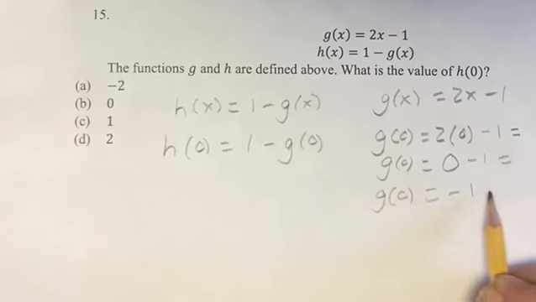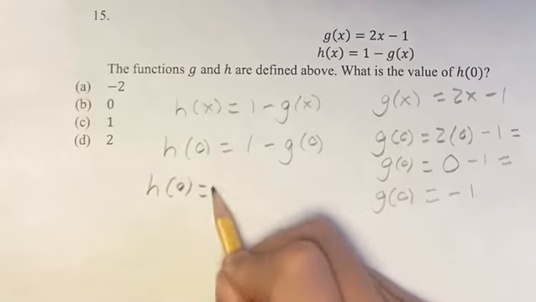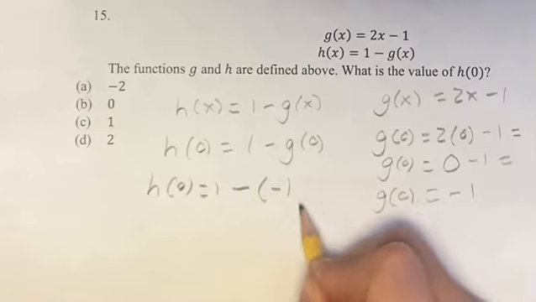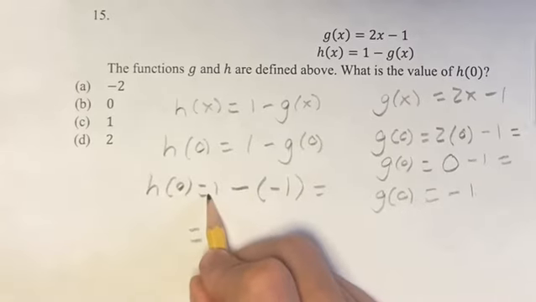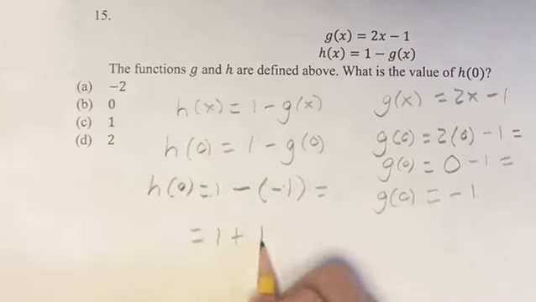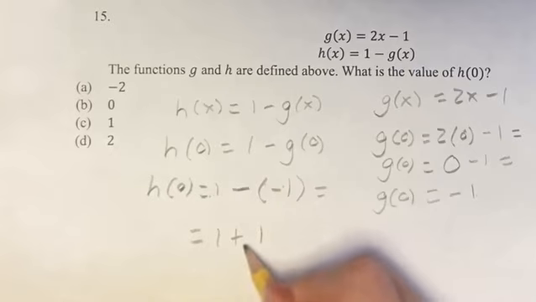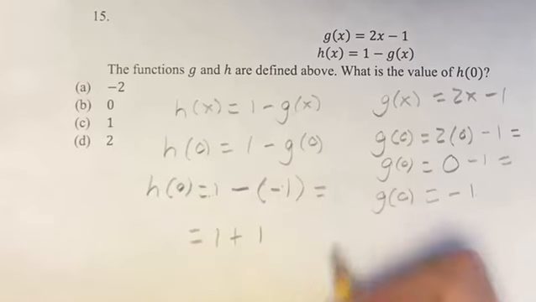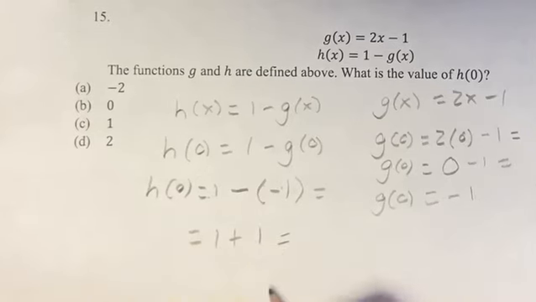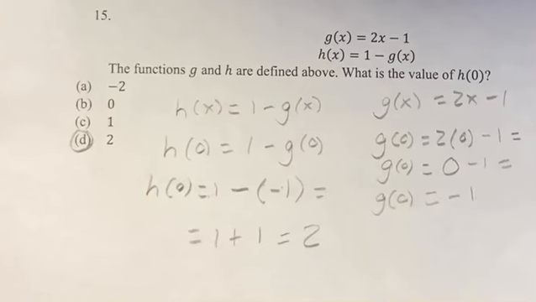We can plug this value back into our original function. So h of 0 is equal to 1 minus, then g of 0 is negative 1, so 1 minus negative 1. And this is equal to 1 minus negative 1, 1 plus 1. Right, when you're subtracting a negative number, that's the same as adding the positive version of it, right? Or you can think of it as the negatives canceling. Either way, 1 minus negative 1 is equal to 1 plus 1, and 1 plus 1 equals 2. Therefore, D is going to be your final answer.